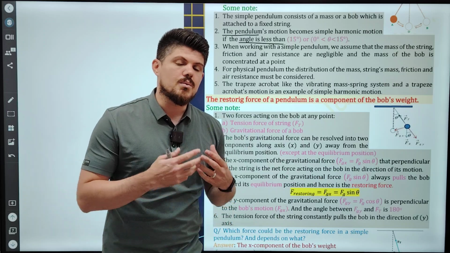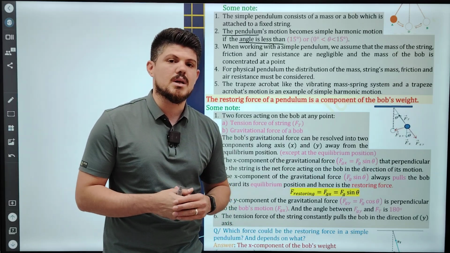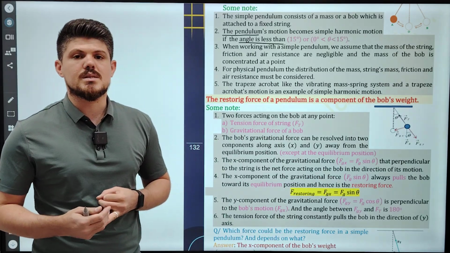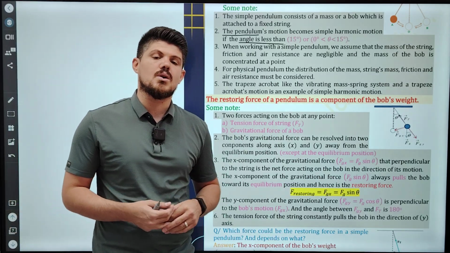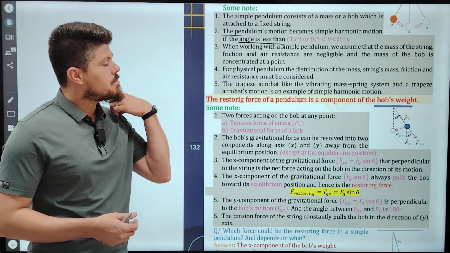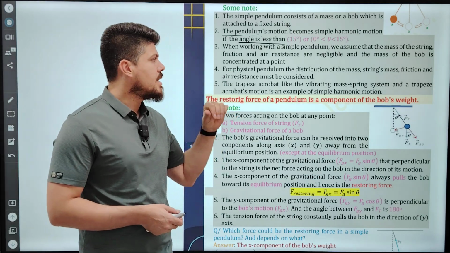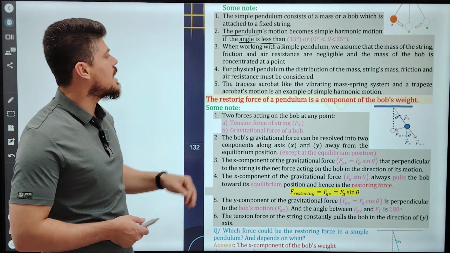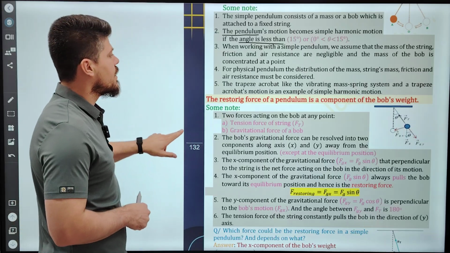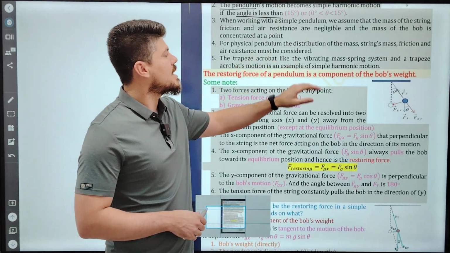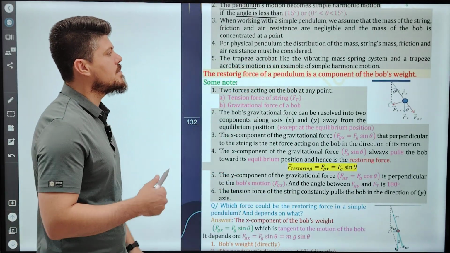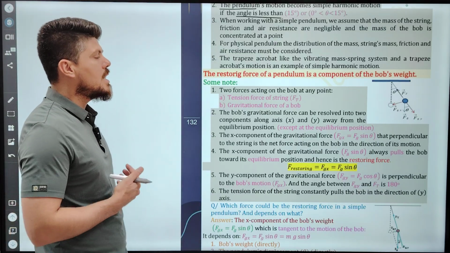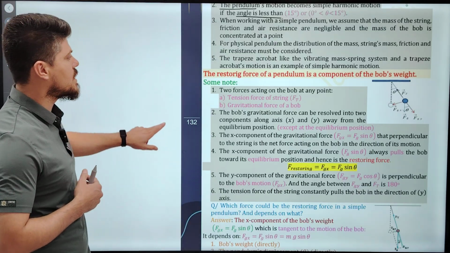And when we are working with a simple pendulum, the mass of the string, the air resistance, and the internal friction are all neglected. But for the physical pendulum, the distribution of the mass, the string's mass, the friction and the air resistance must be considered. So the pendulum, like the vibrating mass-spring system, is an example of simple harmonic motion if its angle is less than 5 degrees.